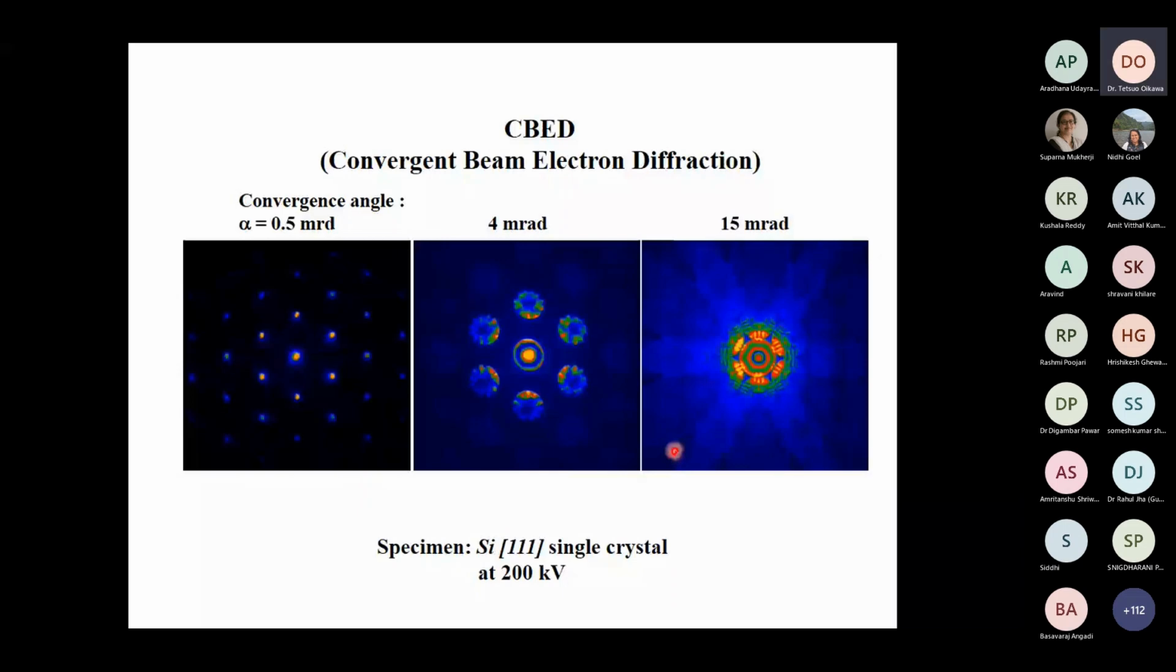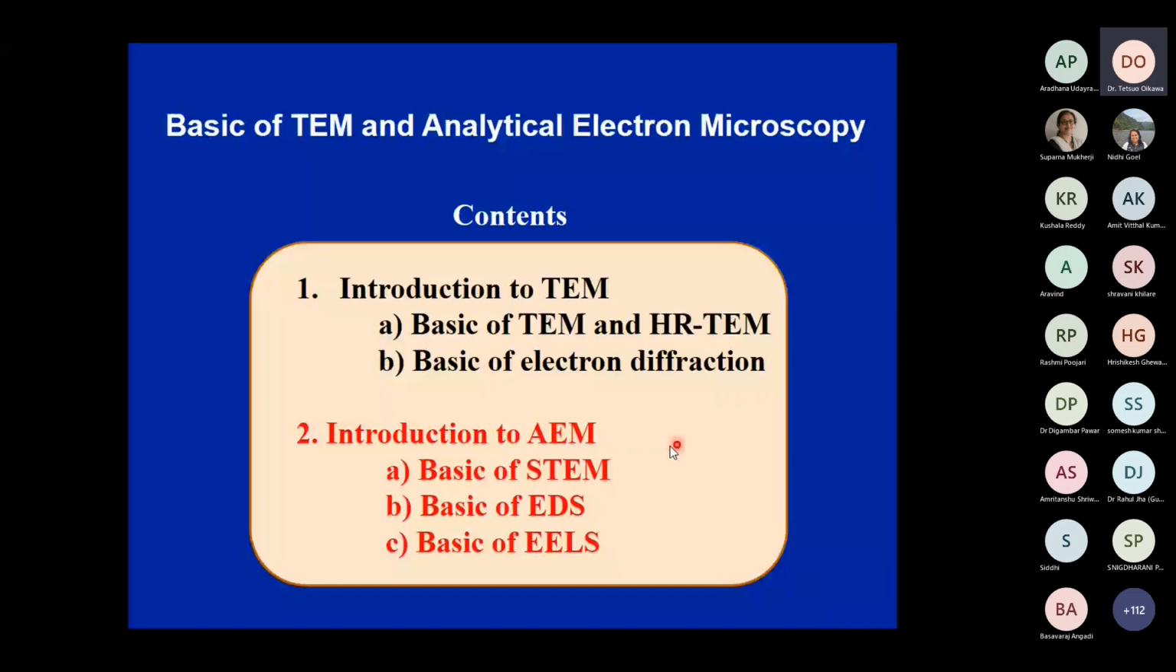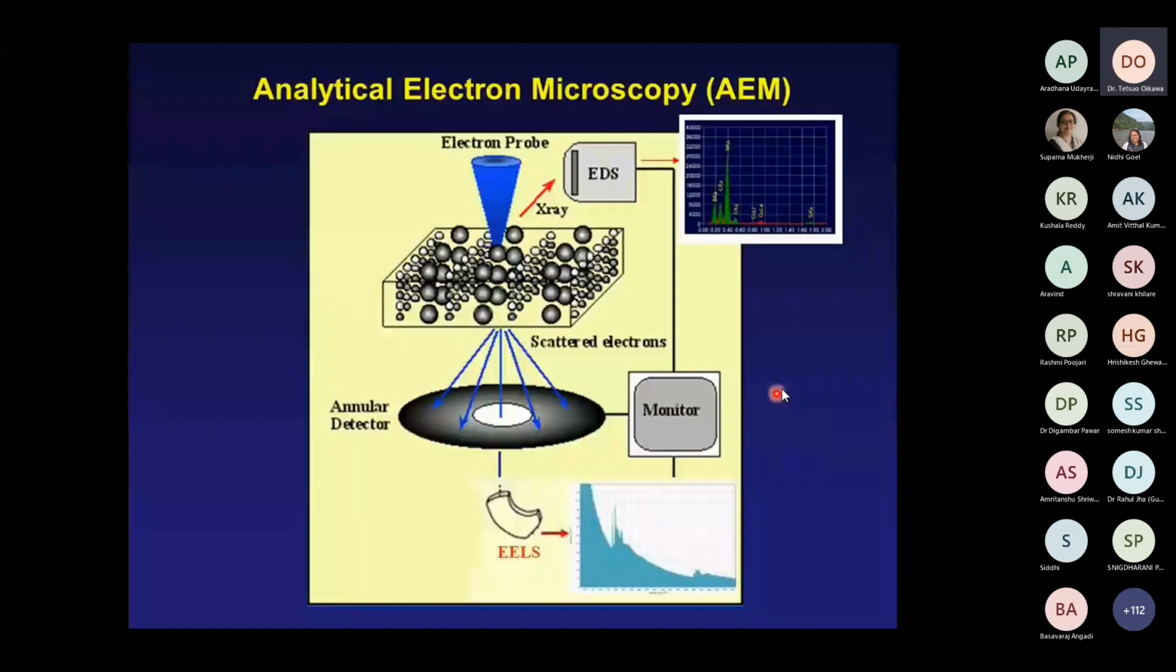Okay, now I'd like to switch to the analytical electron microscope. Here, I'd like to introduce the STEM imaging technique and also analysis: X-ray analysis, EDS, and electron energy loss spectroscopy analysis. First one, STEM imaging. The beam is focused on the sample. This is different from the conventional transmission microscope. The beam is not parallel.